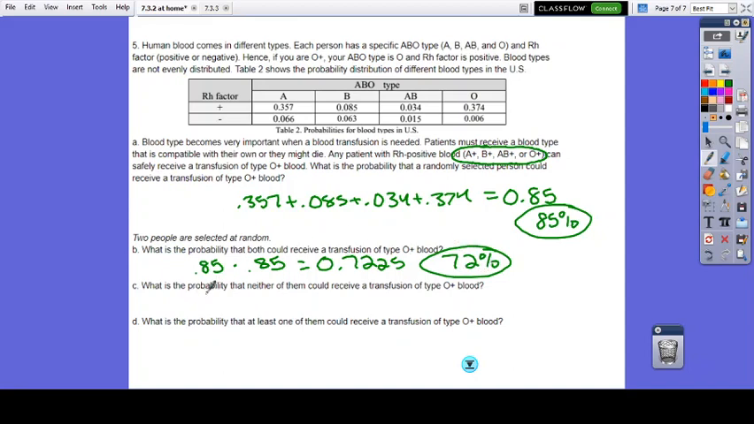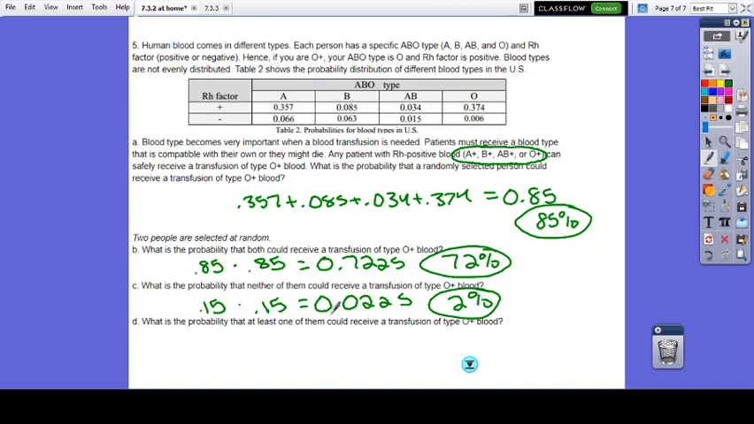What's the probability that neither of them could receive a transfusion of O positive blood? So we're saying neither of them can receive it. That's a 0.15 first, and that the second person can't receive it, that's also a 0.15. That comes out to 0.0225. So there's only a 2% chance that neither of them can receive it. That's not too bad, but I'm pretty sure that those 2% would not be very happy if you just gave everybody O positive blood.